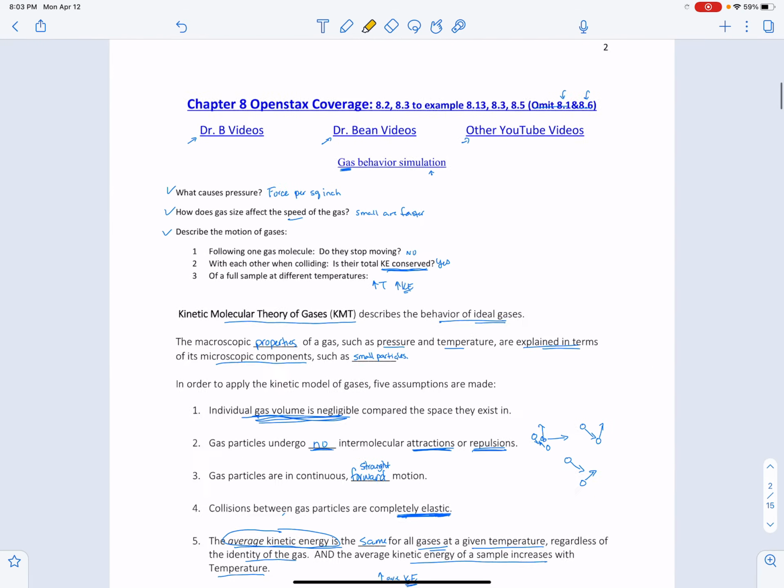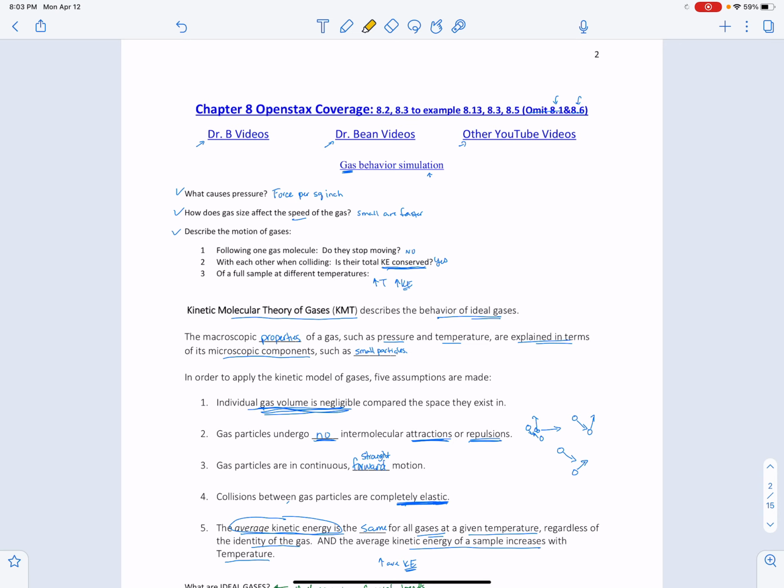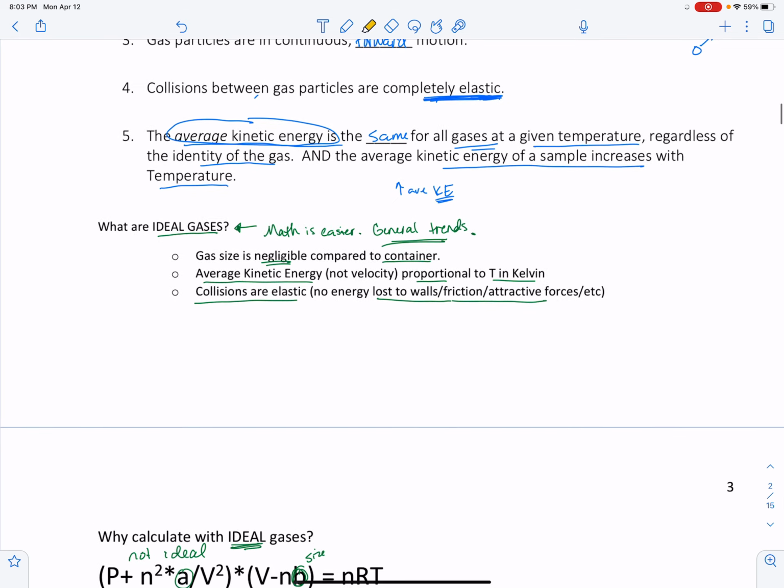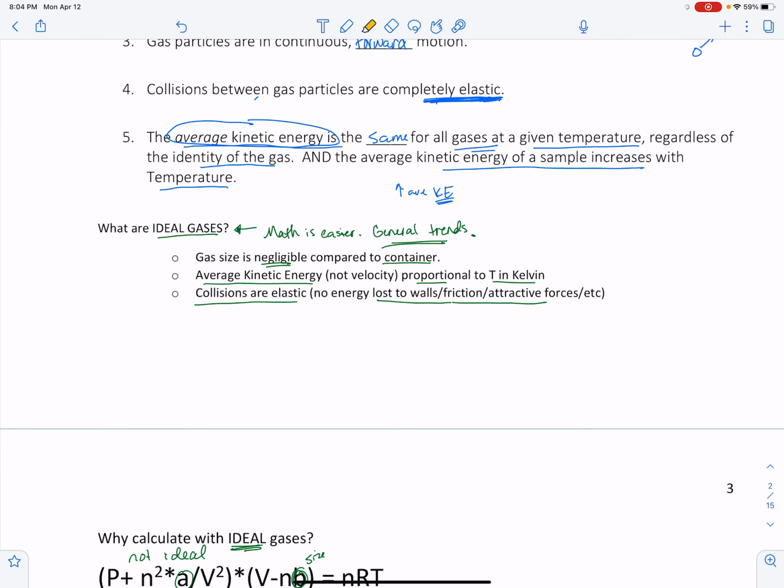Make sure you have a good idea of these different ideas of how gases behave. Maybe make a little summary for yourself of this page. Remind yourself about ideal gases. What are ideal gases? And I'm going to make a little note that wasn't on here originally. It's on my other notes. But things are most ideal when they have a high temperature and a low pressure.